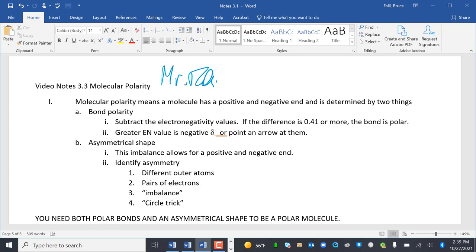I think this is kind of short, but it really requires us to be good at drawing shapes and understanding shapes. Okay, so molecular polarity means a molecule has a positive and a negative end. This is determined by two things.